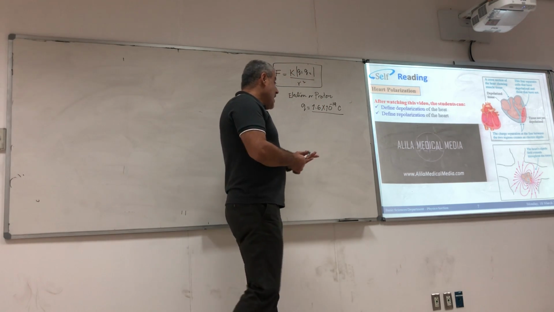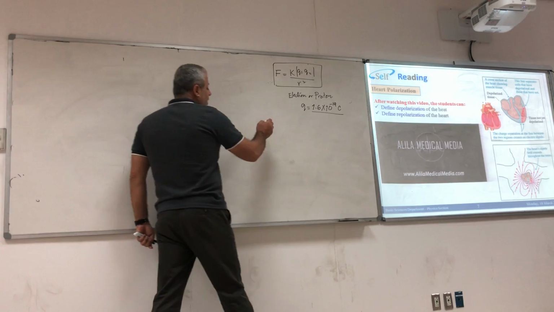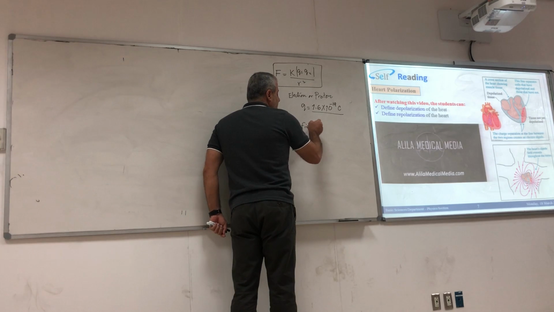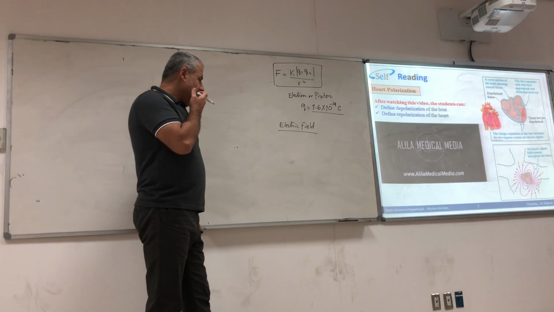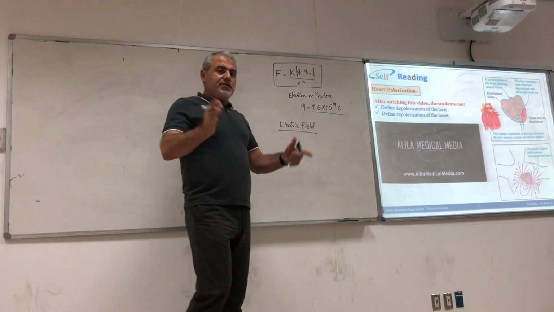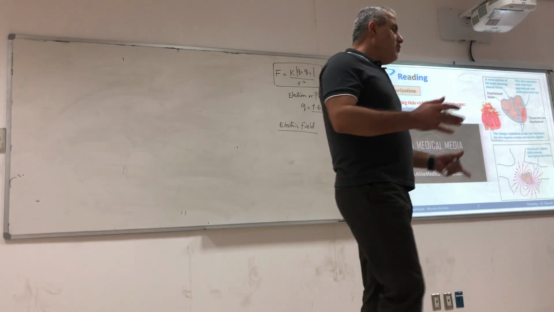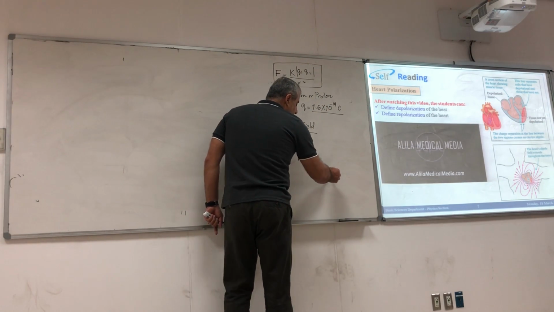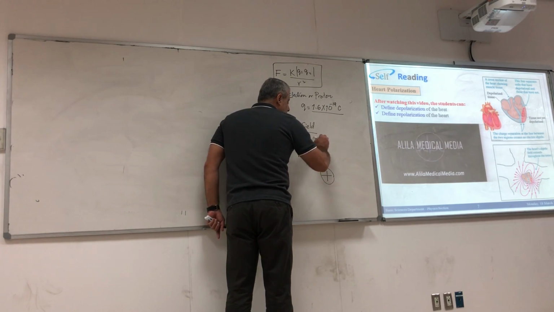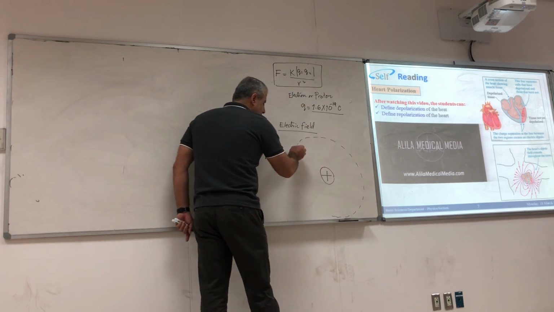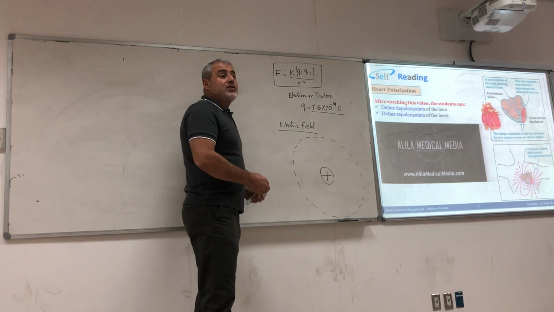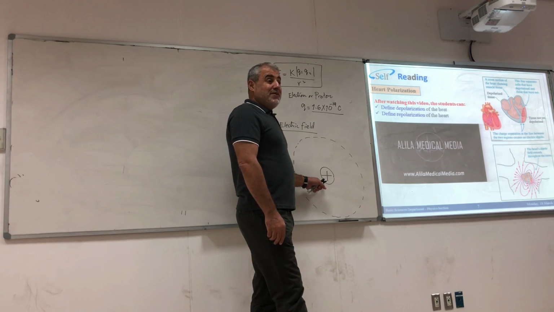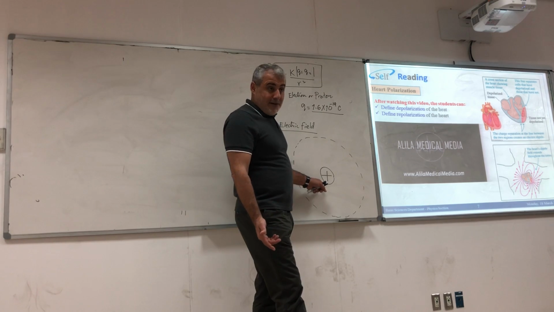Okay. Now the second term, we are concerned about what we call the electric field. Listen to me. Electric field, we have two definitions. We have a general one, and we have a more precise one. The electric field for a charge, simply, is the area or the space surrounding the charge, where the electric force of the charge appears or exists.